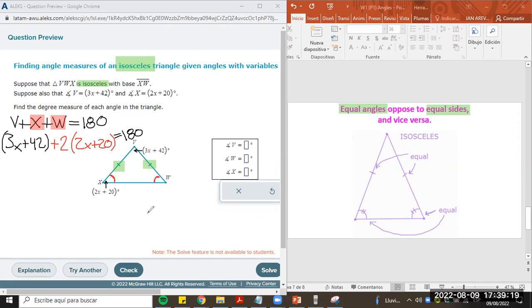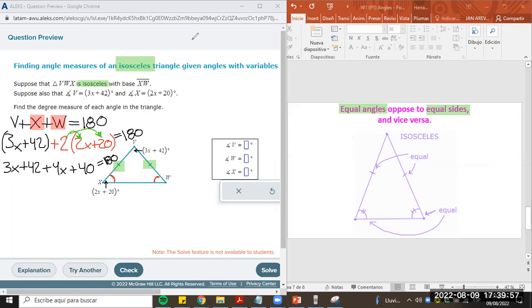Okay, so let's simplify this. In here, you can see that we have a multiplication over an addition. That means that we're going to distribute this before doing anything else, and it will be 3x, that didn't suffer any modification, plus the first distribution, 2 times 2x is 4x, and 2 times 20 is 40. And that equals 180.